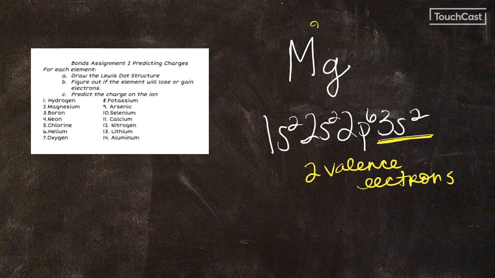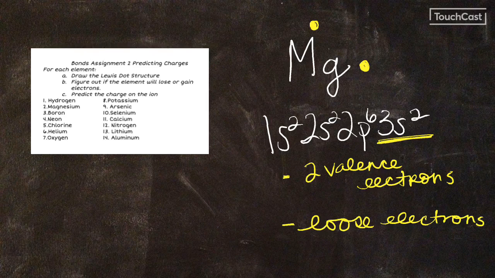So I draw my 2 valence electrons. Now I figure out if this is going to lose or gain electrons. If I look at my periodic table, it is to the left of the line we drew, so it's going to lose electrons. And because it's got 2, it's going to have a charge of positive 2, because it's going to lose its 2 electrons.